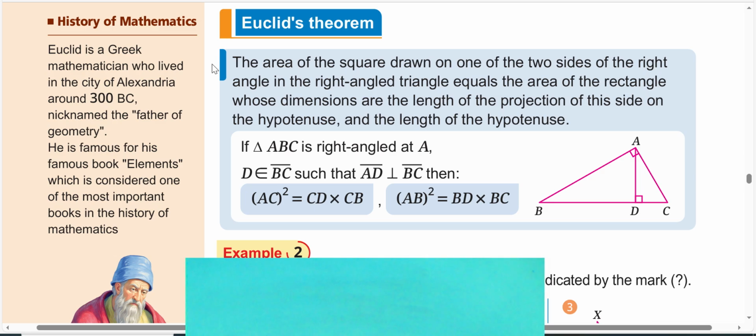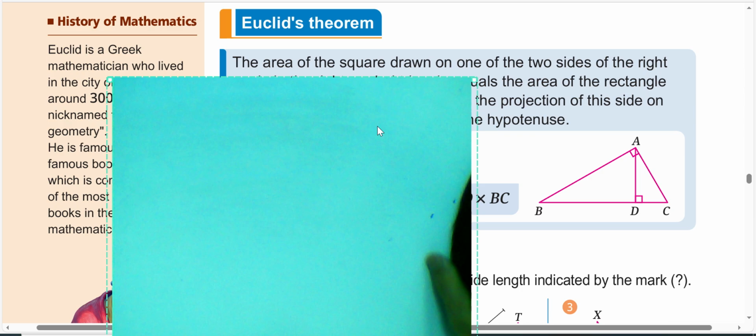It tells me the area of the square drawn on one of the two sides of a right angle triangle equals the area of the rectangle whose dimensions are the length of the projection of this side on the hypotenuse and the length of the hypotenuse. How is this? Okay, listen to me.